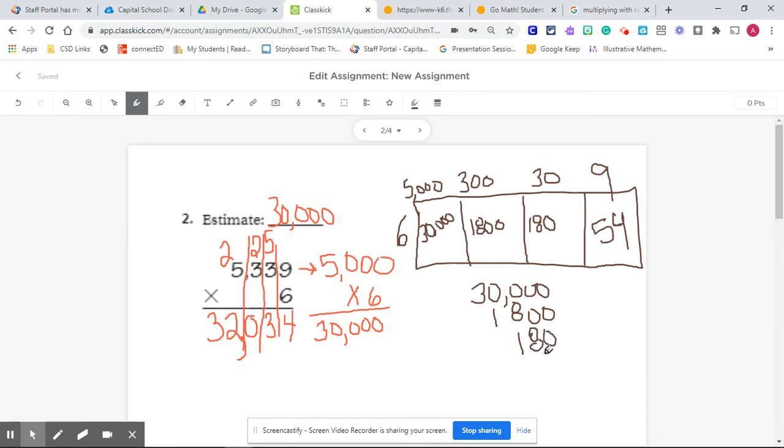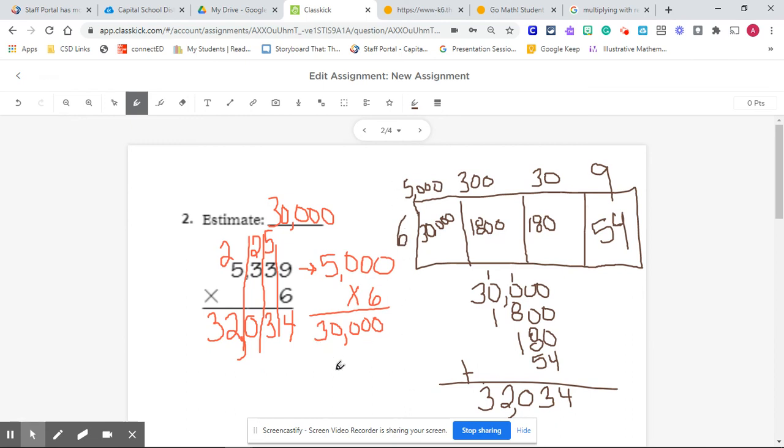32,034. Making sure my place values are lined up. So it would be 4. 8 plus 5 I know is 13. Again, I need to regroup. 8 plus 1 I know is 9, plus that 1 more is going to make it 10. Carry my 1 again. 1 plus 1 is 2. And then 3 plus nothing is 3. So again, I got that 32,034.